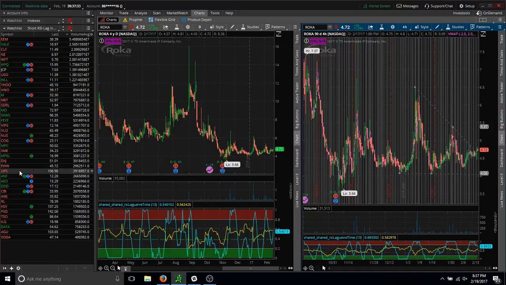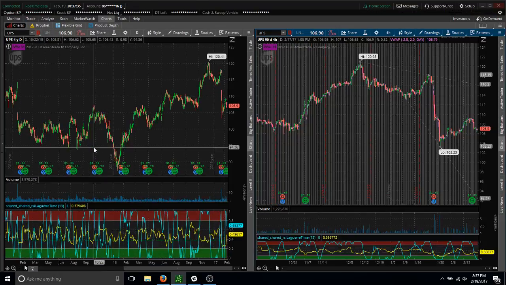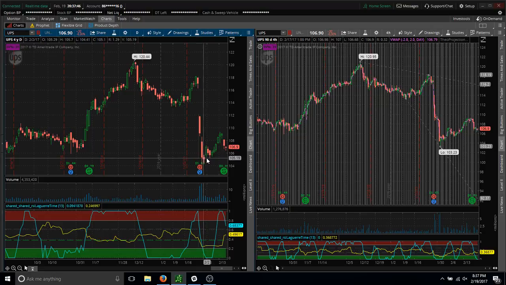I think UPS was one. I was long in this. I'm out now, but it looks like it's kind of at a turning point here. So I caught it down here after this crazy gap down. This is one of my favorite plays. It gaps down, and then it crosses over and starts coming back up here. So I rode it up to there. I'm out, but now it's giving me a short signal here.